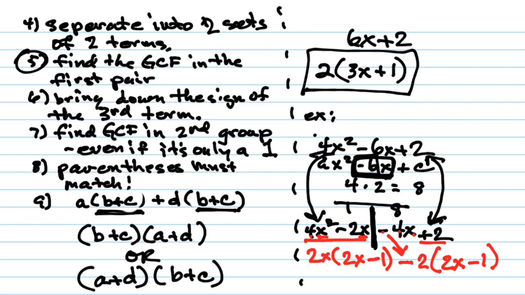What do you notice about those 2 sets of parentheses I just got? And they have to be the same. So I'm going to get 2x minus 1, and then the other 2 pieces just go in the second parentheses, and there's your factored form.